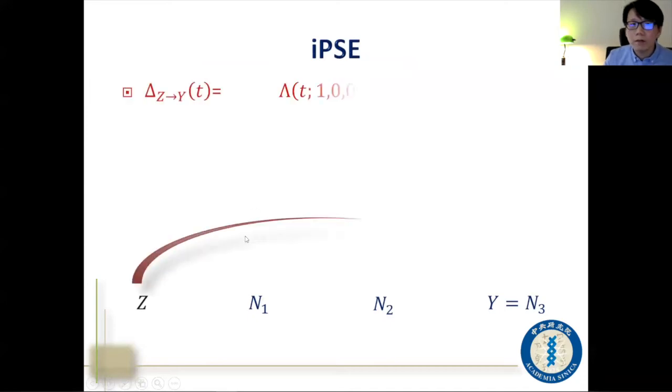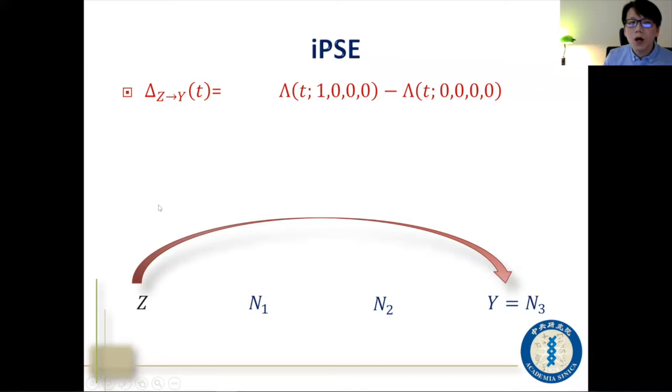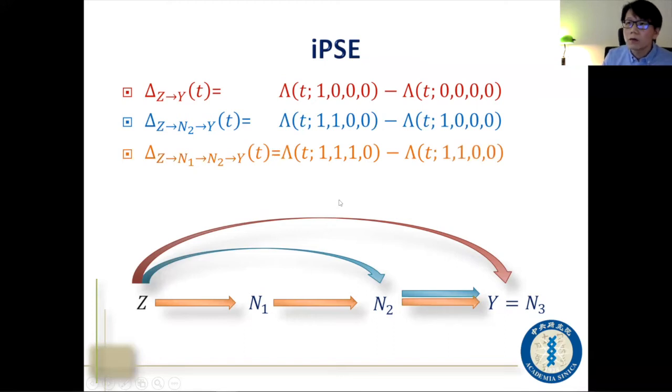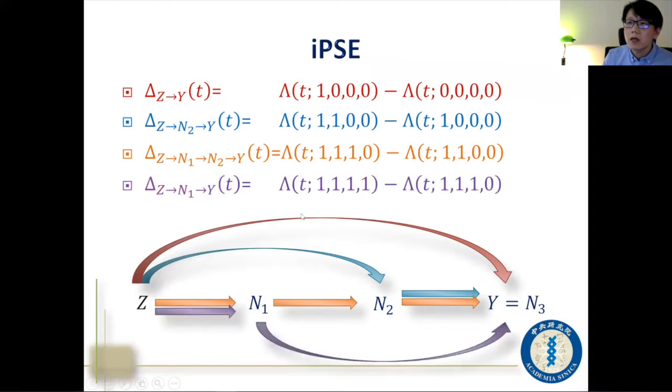But before I do that, let me again look at the diagram. The path-specific effect of Z to Y is this red path, and the path-specific effect mediated only through N2 is this blue path, the effect mediated through N1 and then to N2 is this orange path, and the effect mediated only by N1 is this purple path. So plugging in different configurations of ZA, ZB up to ZD, we can identify all possible paths, as we showed in the previous animations.